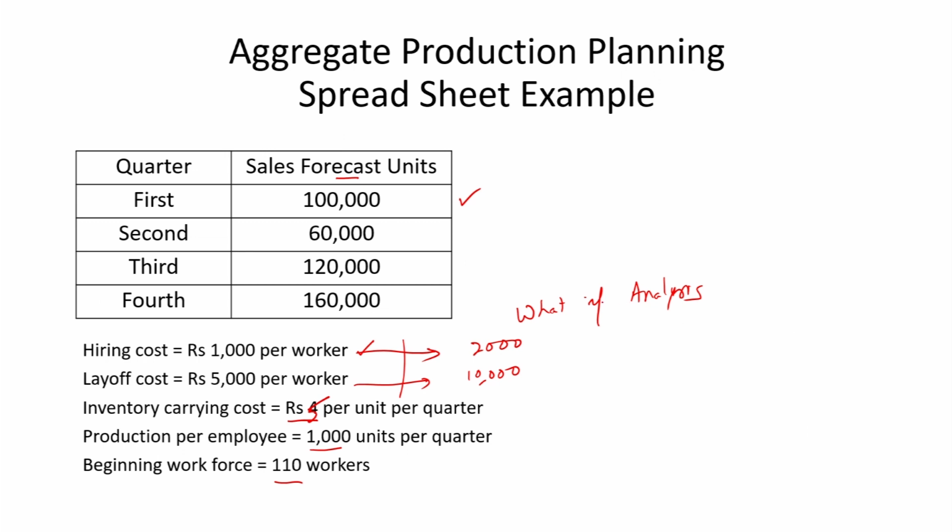So, we can see whether, if the hiring and layoff cost increase to 2,000 and 10,000, the chase strategy is still good, or we may find that the chase strategy is no more economical, and rather some other strategy, maybe a level strategy or a mixed strategy, becomes more viable and less expensive. So, it all depends upon the cost parameters which a particular situation is having.